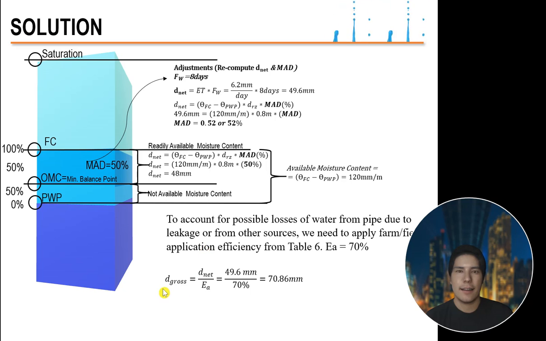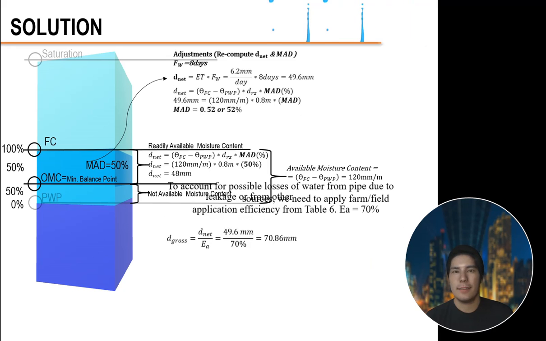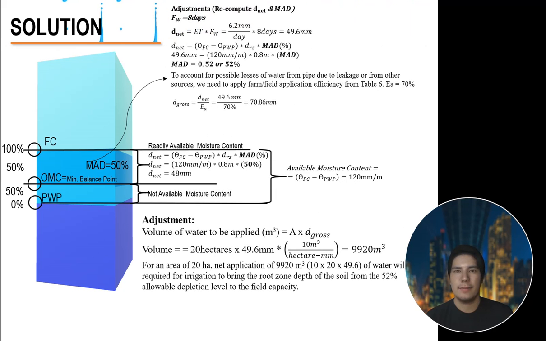Okay, so bali yung D gross ngayon is 49.6 mm divided by 70%. So ito yung D gross natin, 70.86 mm. So ito na yung D gross. So in-account na po diyan ng possible leakage, no? And other blind spot. So bali yung adjustment ngayon.